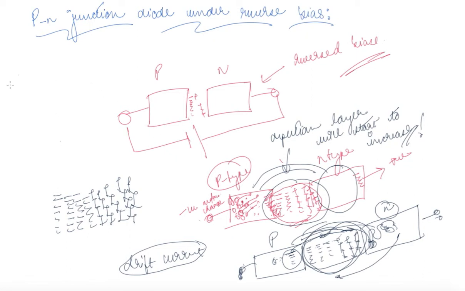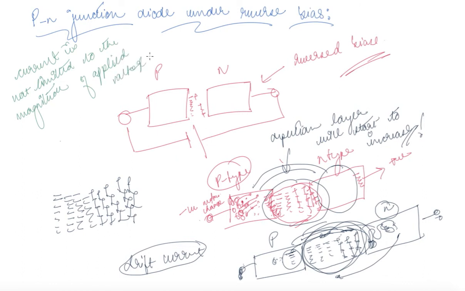Now this is important. Current is not limited to the magnitude of applied voltage. So this is what happens in reverse bias.